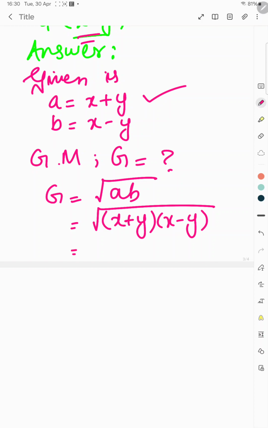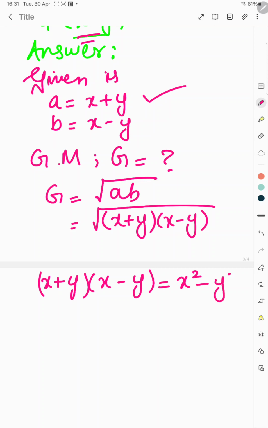Okay student, now I hope you will remember the formula which you know from school level, that the formula we will use is x plus y times x minus y is equal to x square minus y square. It was one of the square formulas which we have used in our school level questions, and I hope you remember this formula.